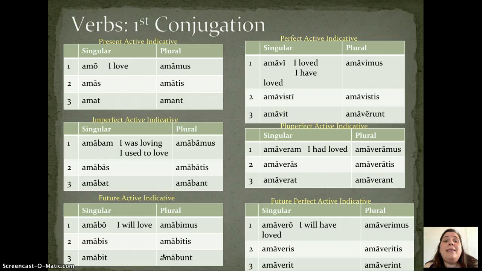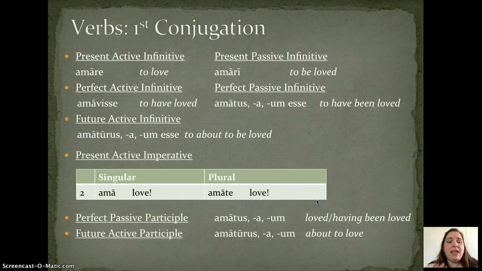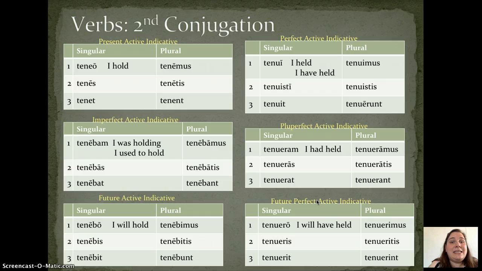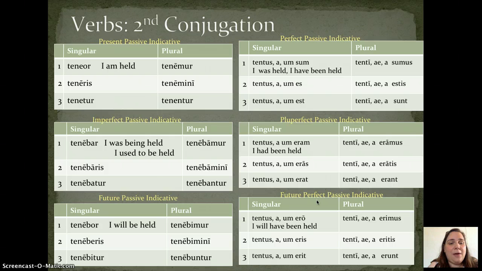All right, gentlemen. At this point, I'm going to very quickly go through each of the conjugations. You should stop the video. You should pause it and take down these notes because I'm not going to be going through every single form with you. For the first conjugation, we have the present, imperfect, future, perfect, pluperfect, and future perfect active and passive. And I have examples of each of the forms that you should know. The infinitives, the imperatives, which give commands, and the participle. I have the same setup for the second conjugation. And again, you should be pushing pause to get these forms down.